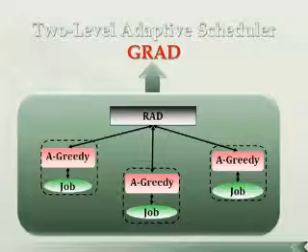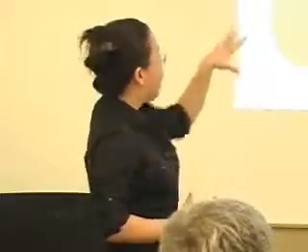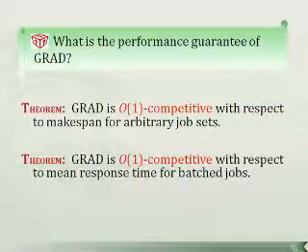Now let's just integrate our A-greedy task scheduler and RAD OS allocator. We obtain our GRAD 2-level scheduler. As I just mentioned, here are the performance guarantees for GRAD. And in the next few slides, I will briefly go through the makespan analysis of GRAD and try to show how we do the analysis there, and more importantly, what the important properties are for an adaptive task scheduler and adaptive OS allocator.